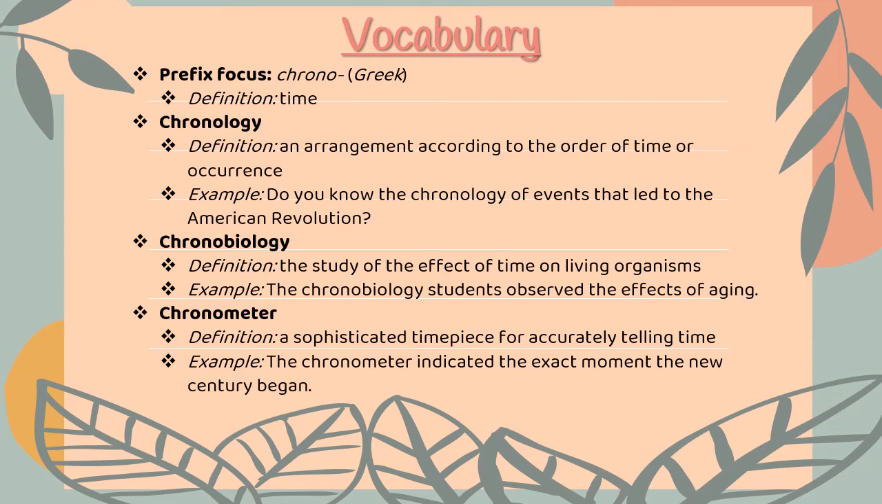The chronometer indicated the exact moment the new century began. So this timepiece, like sometimes your watch might be off a little bit, it slows down or speeds up. A chronometer does not. So it is always accurate, telling the exact moment of time.